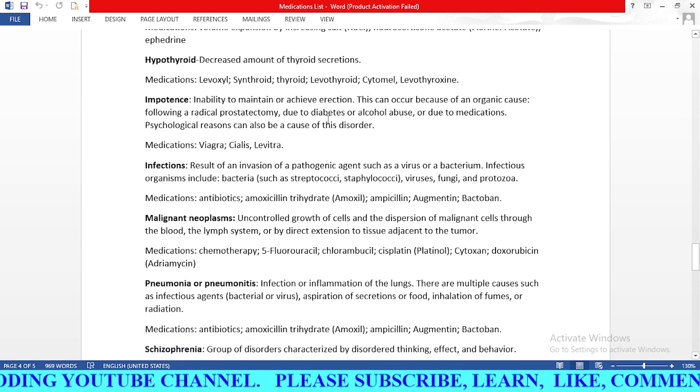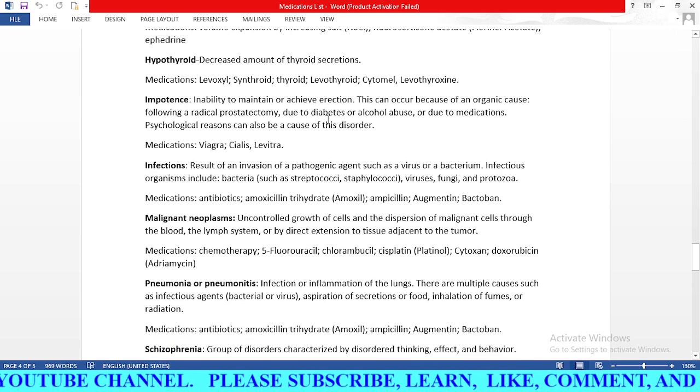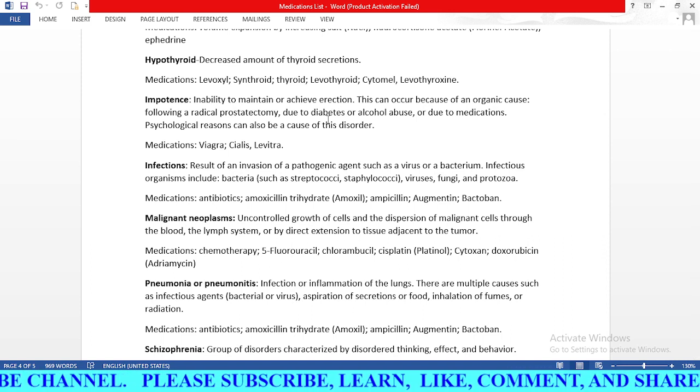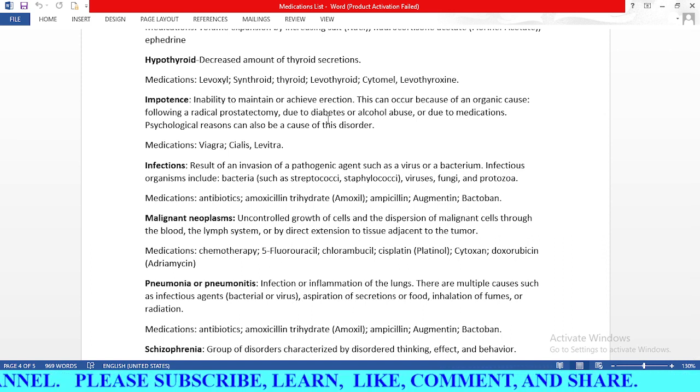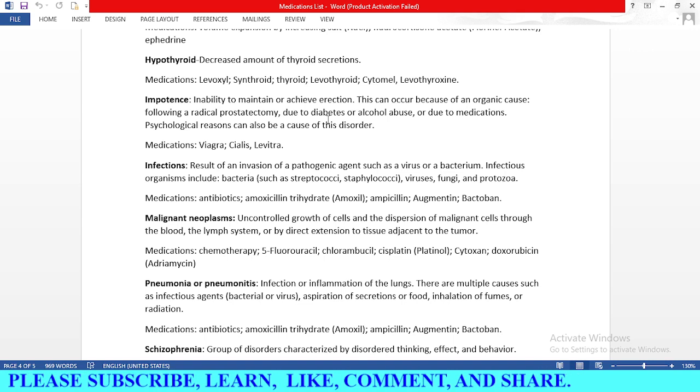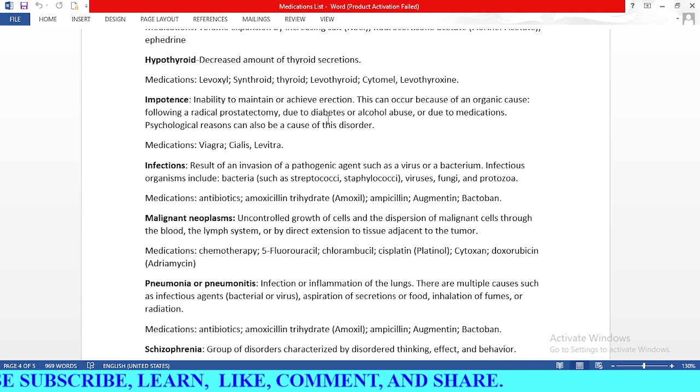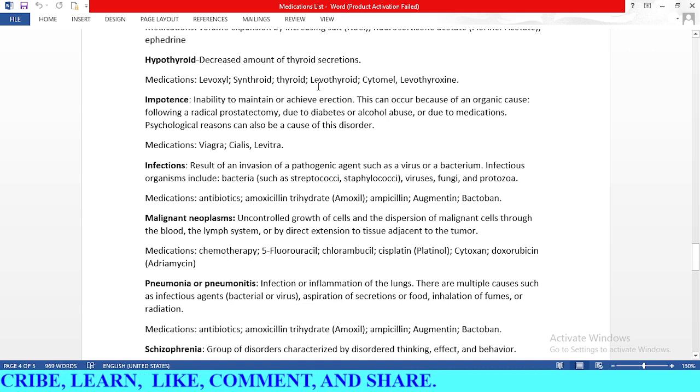Next one is hypothyroidism, decreased amount of thyroid secretions, as thyroid is a master gland which will control all the hormonal secretions in the body. Common medications: Levoxyl, Synthroid, Thyroid, Levothroid, Cytomel and Levothyroxine. For example, if you see Levothyroxine in the documentation, you need to code hypothyroidism.